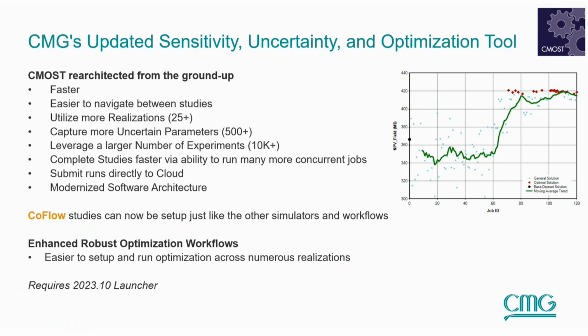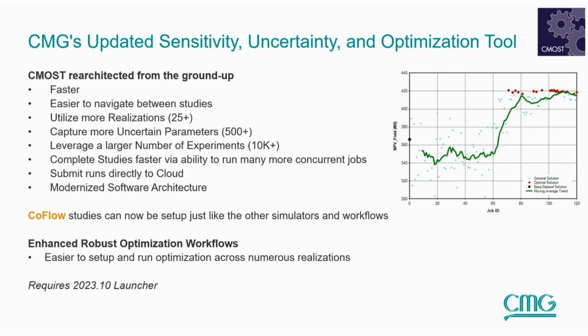Along with these functionality enhancements and the enablements, this new version of CMOST is also able to link not only with CMG's core solution suite, but our CoFlow platform as well. CoFlow is CMG's integrated production systems modeling, or IPSM, and production engineering application. To boot, CMOST is cloud integrated, providing the ability to run simulations directly in CMG's cloud environment. Lastly, an enhanced methodology for setting up and running a robust optimization study was also introduced.